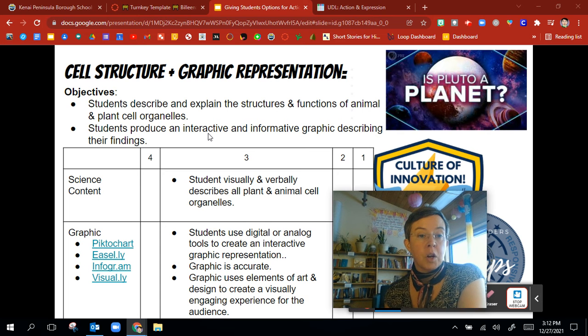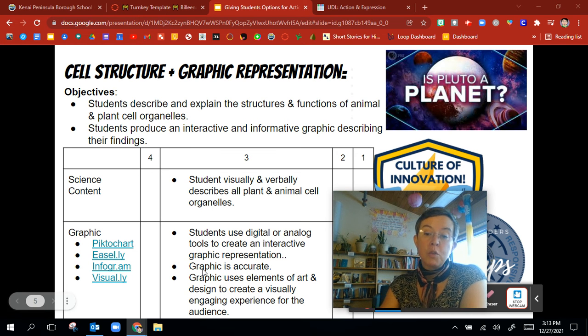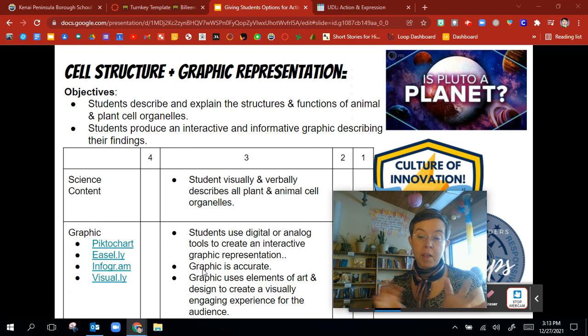So for this one, we've got cell structure and graphic representation, and I've got a list of resources here that students can use. Again, PictoChart and Infogram, those were tools introduced to me by students who found them. They just looked for a good Google search, like, how do I create a chart, and these things popped up, and they used them because most of these things have a free account. And it's, again, a 1-point rubric, so I'm telling students what the passing score is.